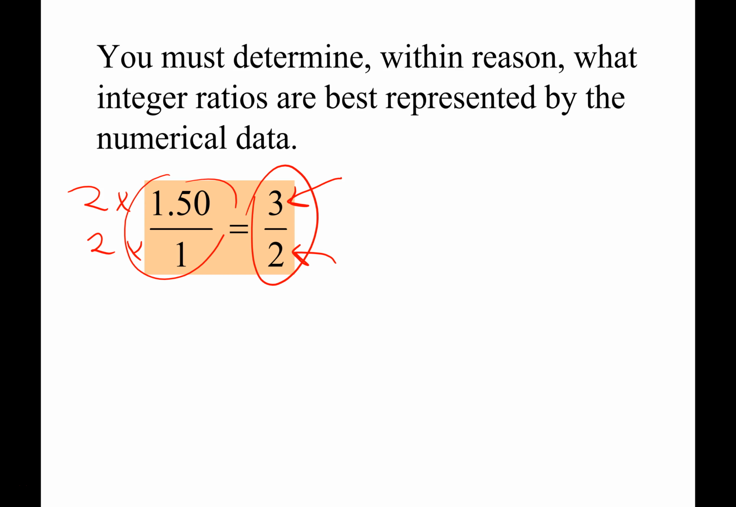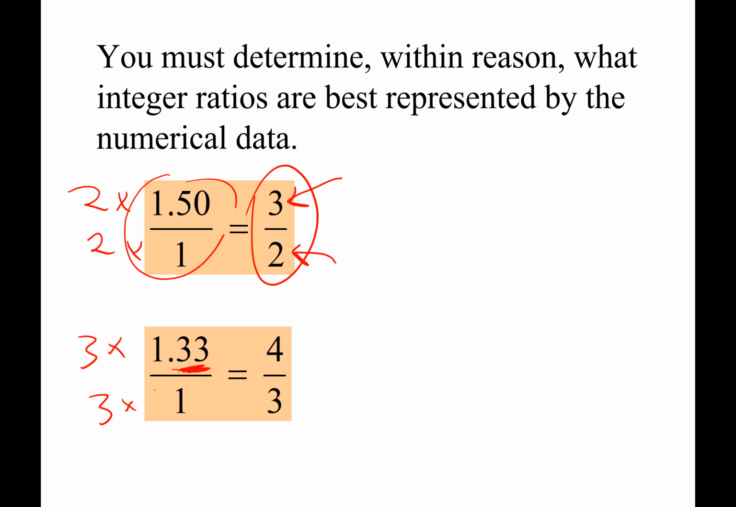So halvesies are an issue. Thirdsies and two-thirdsies are an issue. If you see something that ends in 0.333 or 0.666, then multiply by 3. So if we take 3 times 1.33, we get 4. And if we take 3 times 1, we get 3. So we're scaling it up.